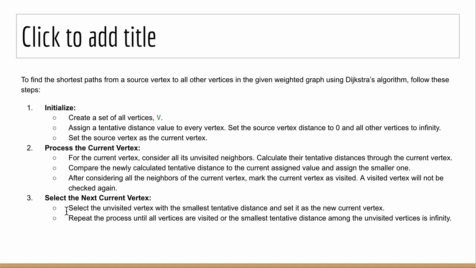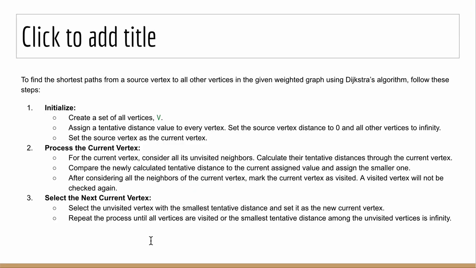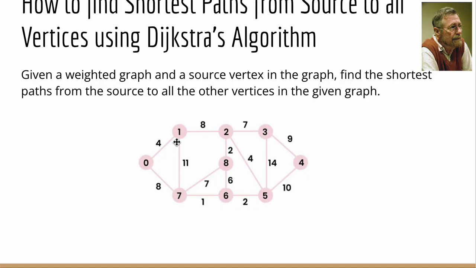We'll then select the next current vertex. We'll select the unvisited vertex with the smallest tentative distance and set it as the new current vertex. So right now, since 4 is the smaller distance, we'll set 1 as our current vertex. Repeat the process until all the vertices are visited or the smallest tentative distance among unvisited vertices is infinity. So we'll do this again, with 1 being our current vertex, and compared to our neighbors, we have 8 as the smaller one, so we'll choose 2 as our next current vertex. Repeat until we visit all the vertices.